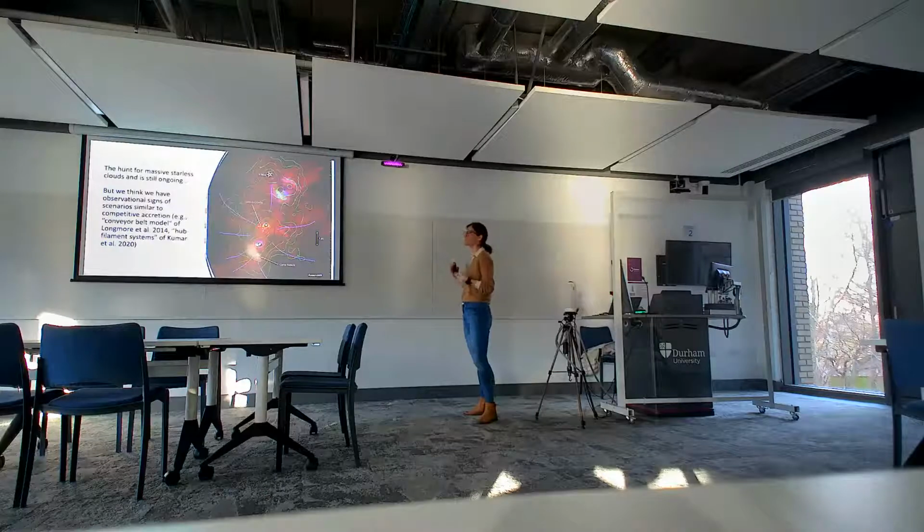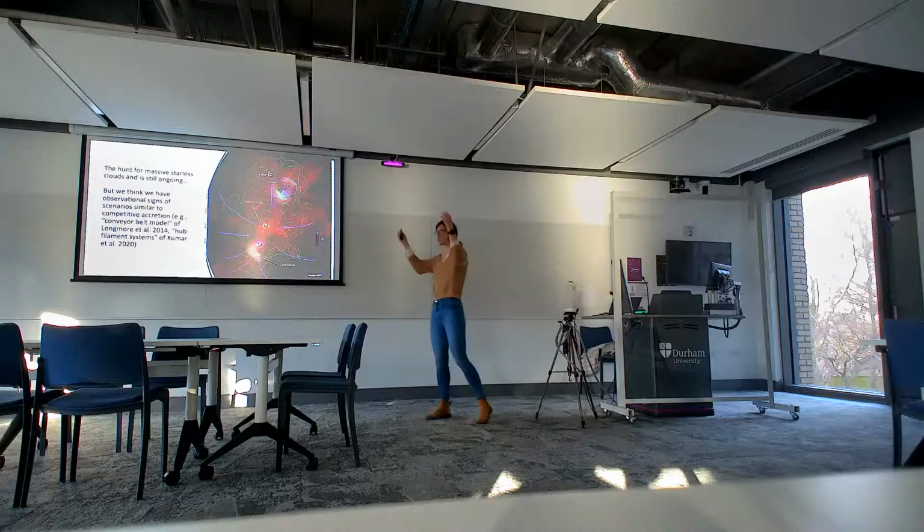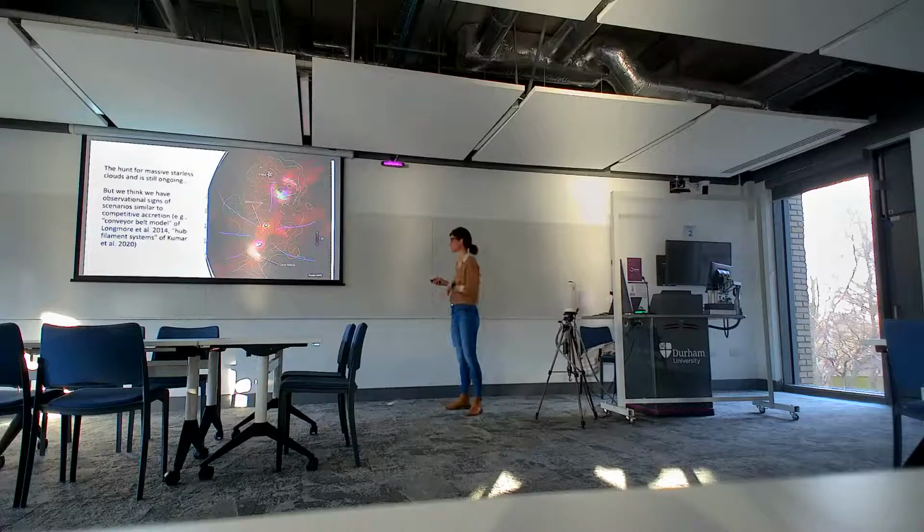Sometimes it's called the conveyor belt model, but other people have hypothesized the possibility of a so-called hub filament system, such that you will have a central hub, which is fed by filaments. Okay, so the central hub is where the stars are forming, and the filaments are just streams of gas falling onto those hubs. So that's good news.